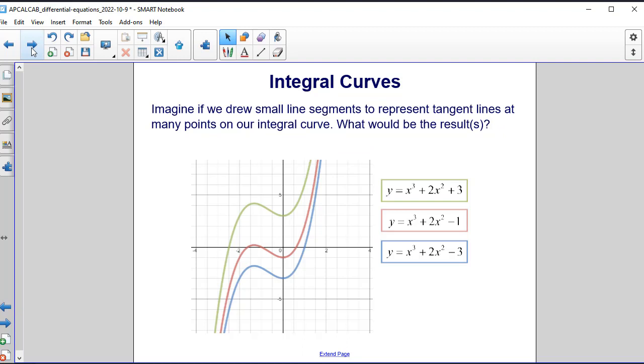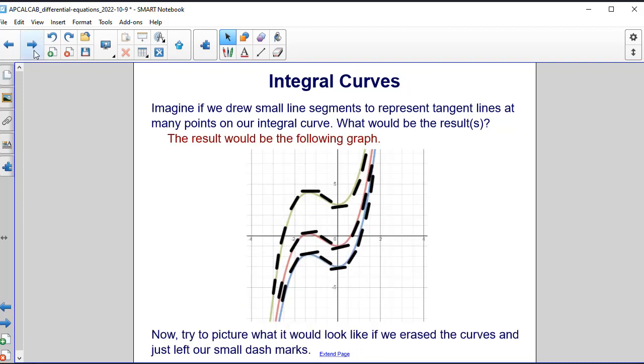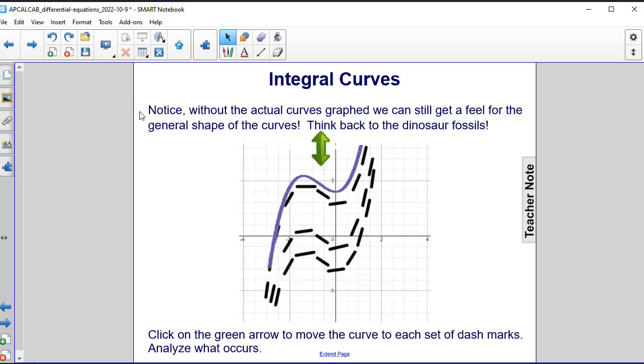Now imagine if we drew small line segments to represent the tangent lines at many points on our integral curve. What would the results be? If we draw that, the results would look like the following graph. You'll see tiny little slope lines at many points along the various curves. Now try to picture what it would look like if we erased the curves and just left the small dashed marks. It would look something like this. Notice without the actual curves graphed, we still can get a feel for the general shape of the curve.